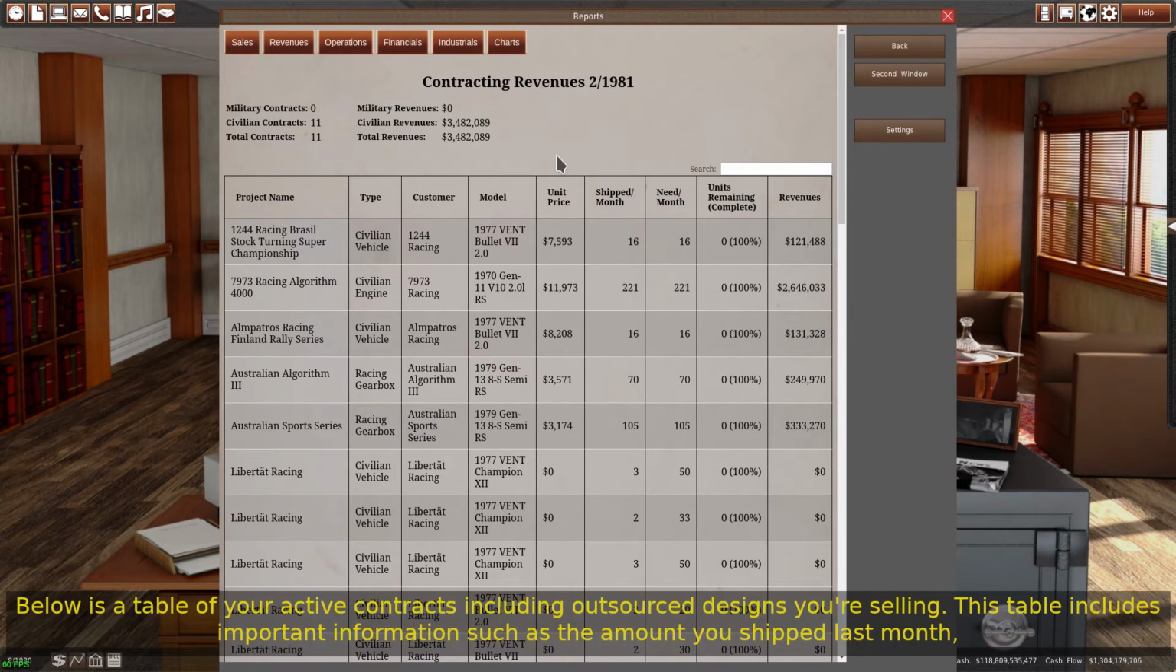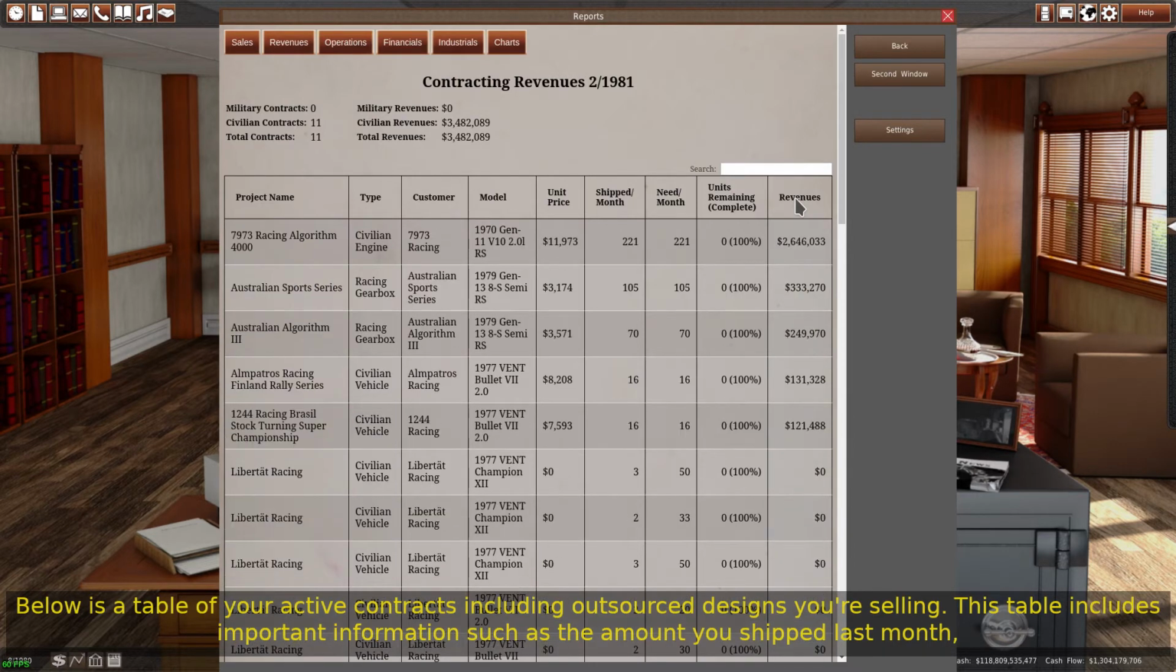Below is a table of your active contracts, including outsourced designs you're selling. This table includes important information such as the amount you shipped last month, the amount you need to ship each month, and the units left to complete the contract. You can also find information about the customer, the model, and the revenues you're making from the contract.